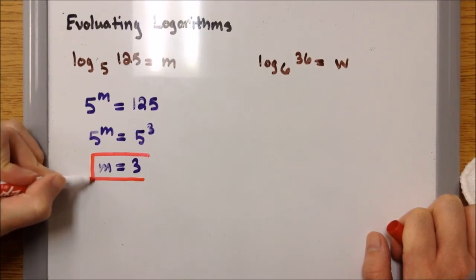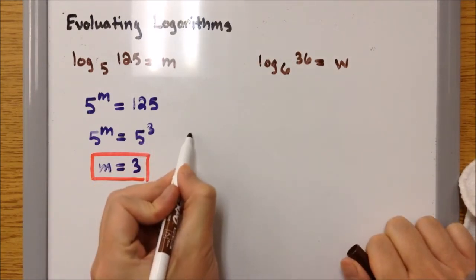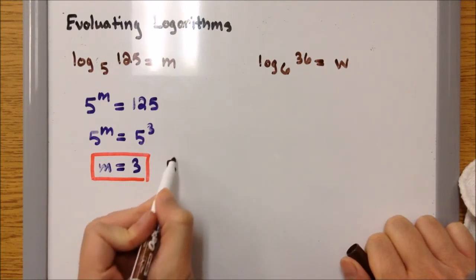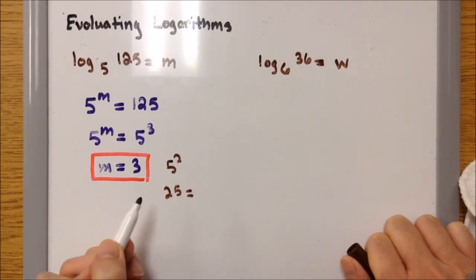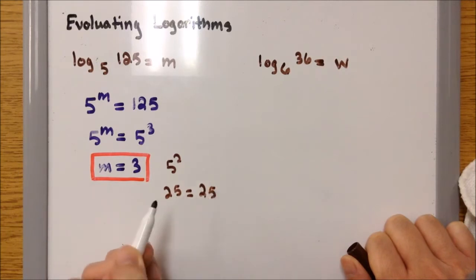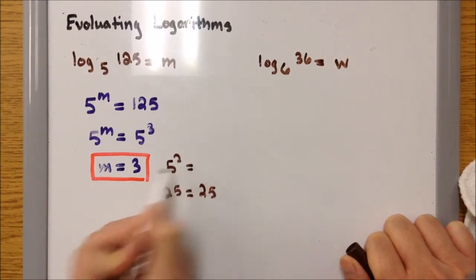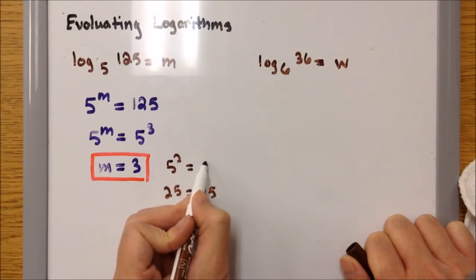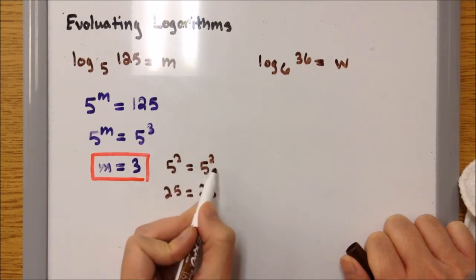Now the reason we can do this is because it has the same base. Let me explain that. For example, 5 squared is 25. The only way it can equal itself is if it's 25. That's a true fact, so 25 equals 25. Then it must be true when it's 5 squared. 5 squared is the same as 5 squared.